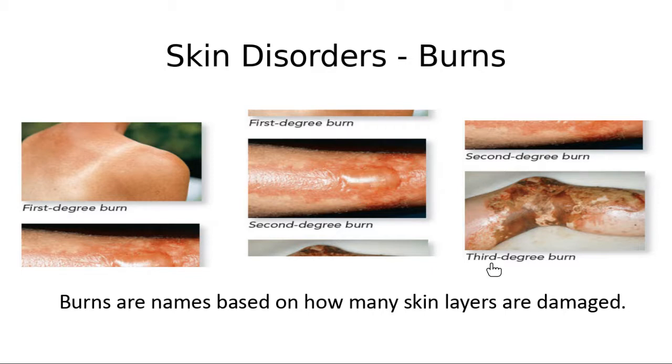A 3rd-degree burn is going to damage all of the skin. Sometimes it's called a full thickness burn. So in a 3rd-degree burn, we typically have burned away the epidermis. It's completely gone. The papillary layer of the dermis might be gone too. The reticular layer of the dermis is probably damaged. We might even go as deep as the hypodermis.